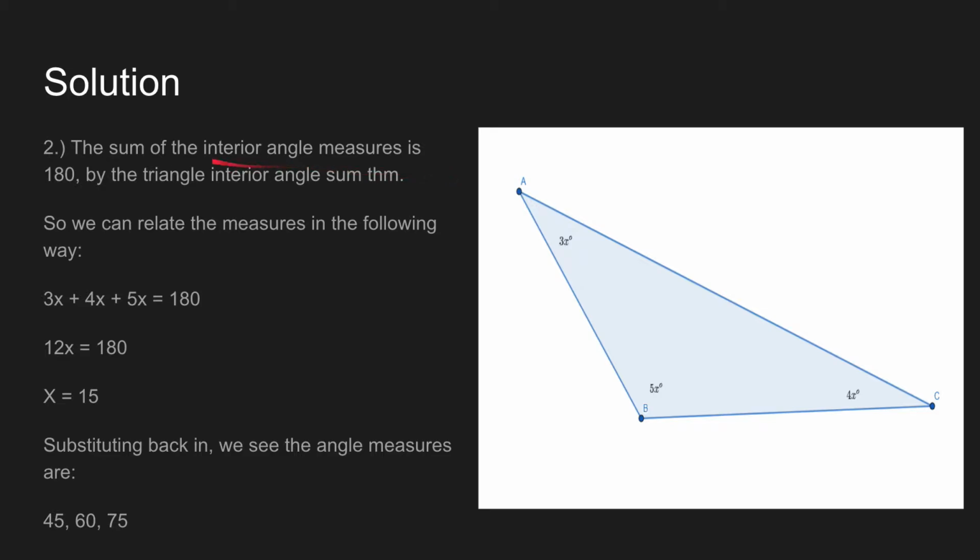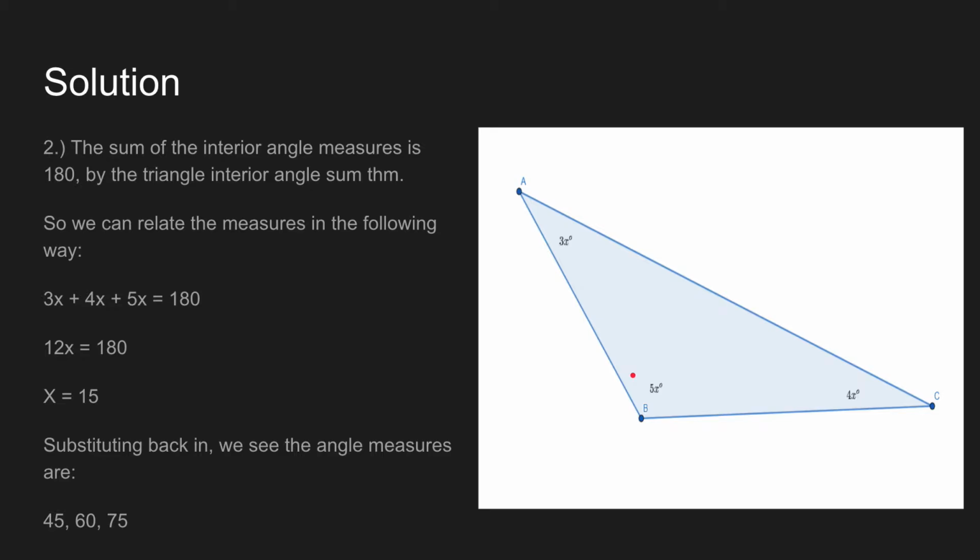All right. One thing that we know is that the sum of the interior angle measures is 180 degrees, and that's by the triangle interior angle sum theorem. So if I take 3x, 4x, and 5x, and add those all up, that'll give me 180 degrees. Simplifying gives me 12x is equal to 180, which means x is equal to 15. So now how do we figure out what the angles are? We substitute it back in for x. So if I substitute 15 in for x, 3x gives me 45, 4x gives me 60, and 5x gives me 75.